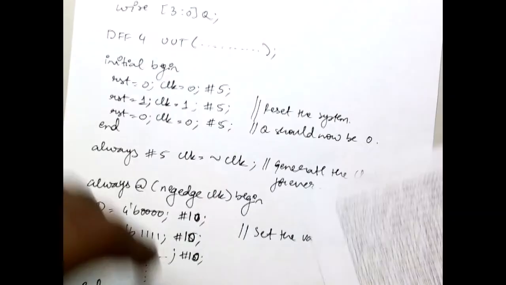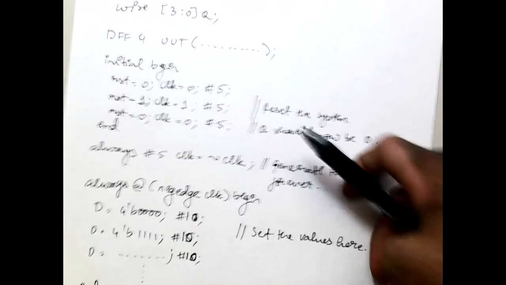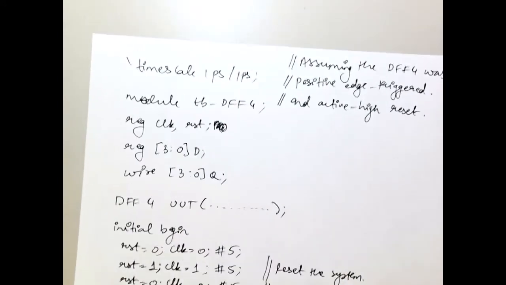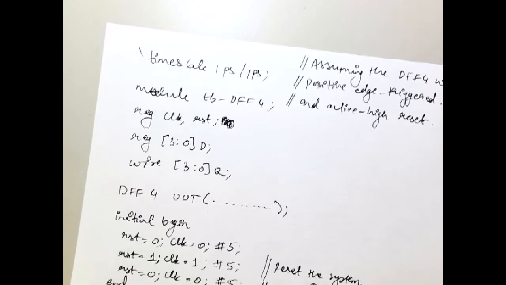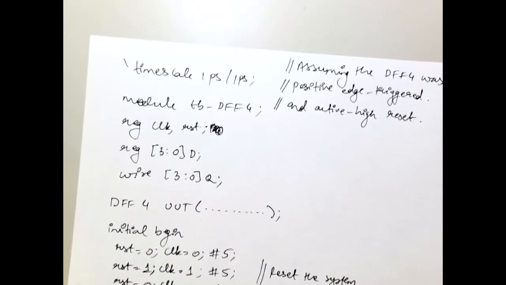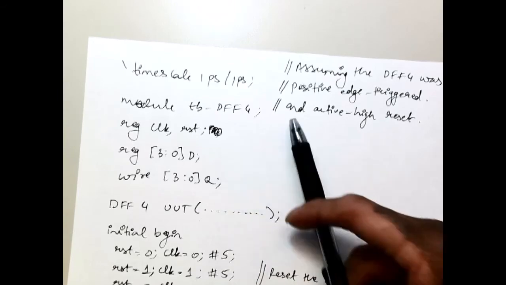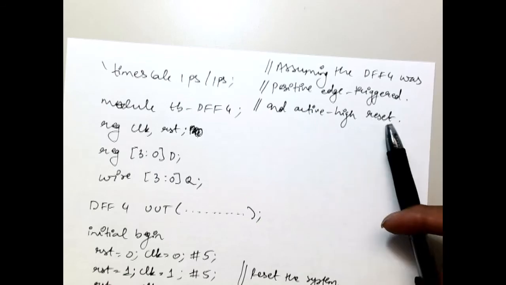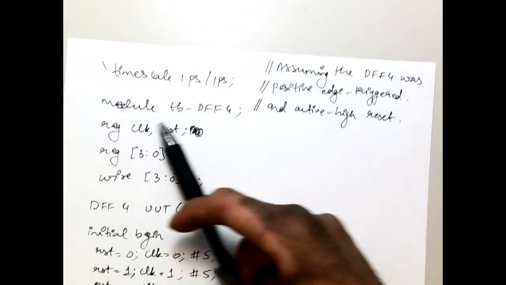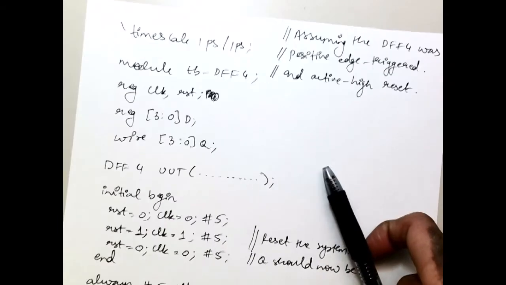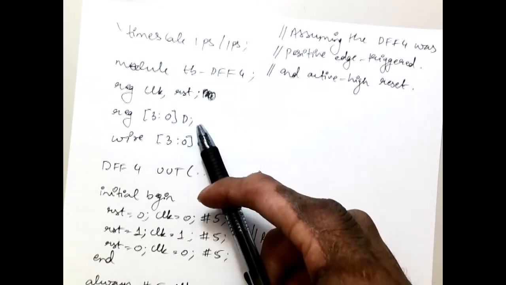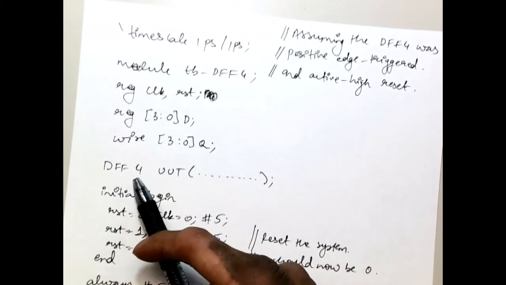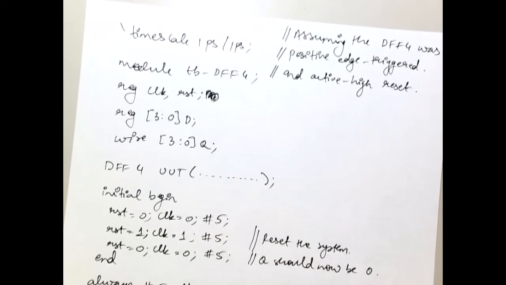The other way is something like this. In this test bench, let's say that you have a 4-bit D flip-flop rather than a 1-bit D flip-flop. I'm assuming that my 4-bit D flip-flop is positive edge triggered with active high reset. So I have my time scale, module DFF4, and my inputs, clock and reset, and also my 4-bit [3:0] D and [3:0] Q. And my DFF4, which is my unit under test, and then you basically tie the signals together.